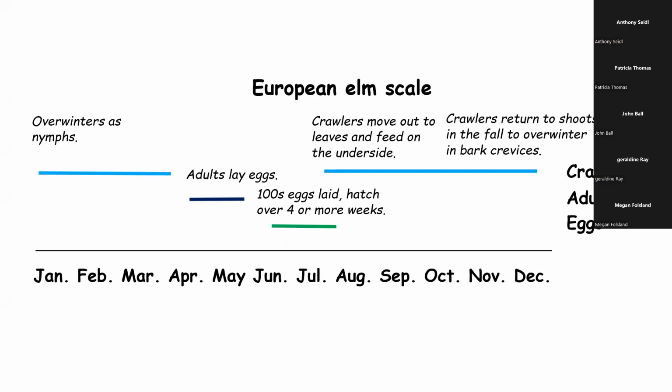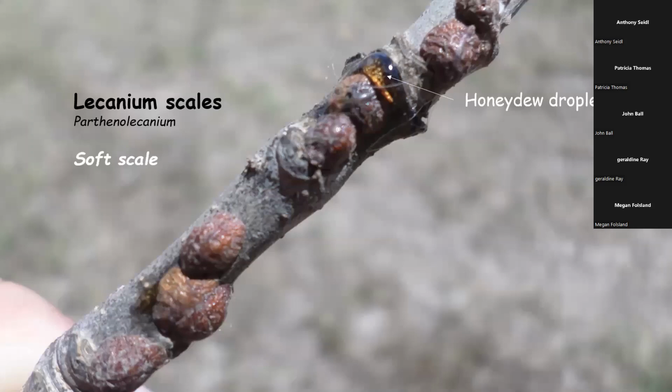And again, they return to the shoots in the fall, overwinter in bark crevices, and then become adults in the spring, which again is the very noticeable stage. They're all producing honeydew though. So those crawlers that are out on the leaves are going to leave that sticky film, which will be covered with sooty mold. Now, aphids can do that as well on elms, but nevertheless, European elm scale is very common, particularly in eastern South Dakota.